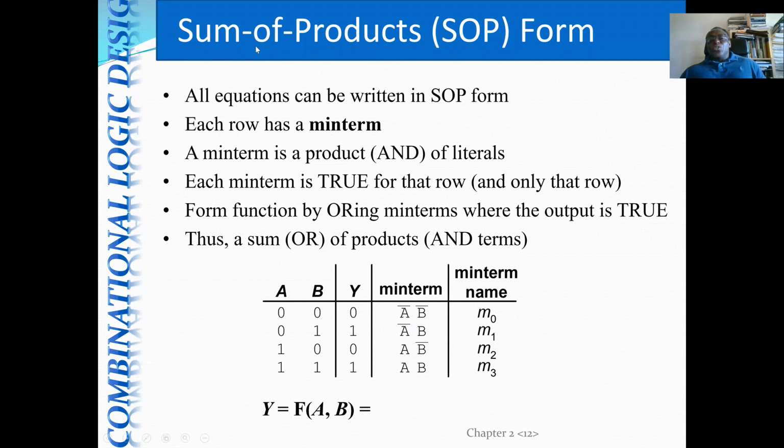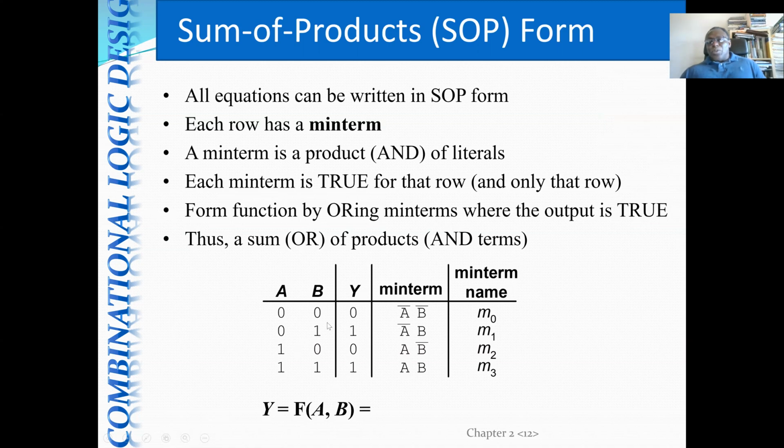So here also we have some theory on the sum of products. Here we say that all equations can be written as a sum of products. And also each row is called a minterm. So a minterm is a product of letters. Each minterm is true, which means the function row has to be 1 for that row and only that row. So from there we can form the function by ORing, meaning by summing the minterms. So we saw the example, for example, xy plus x invert y. ORing means sum of the minterms where the output is true. And output true means where the function output is 1. When it's 0, we can't do anything.